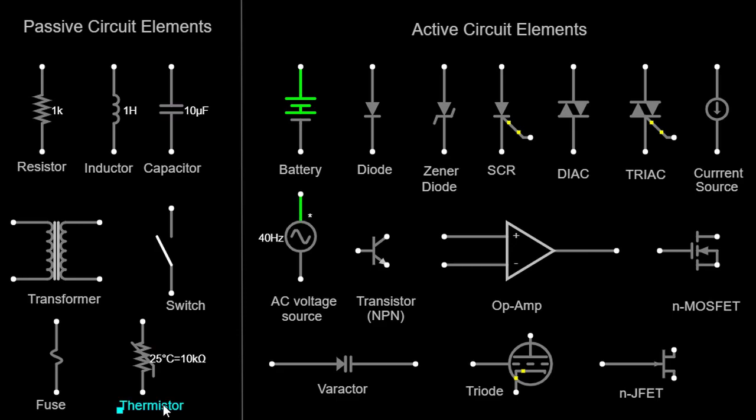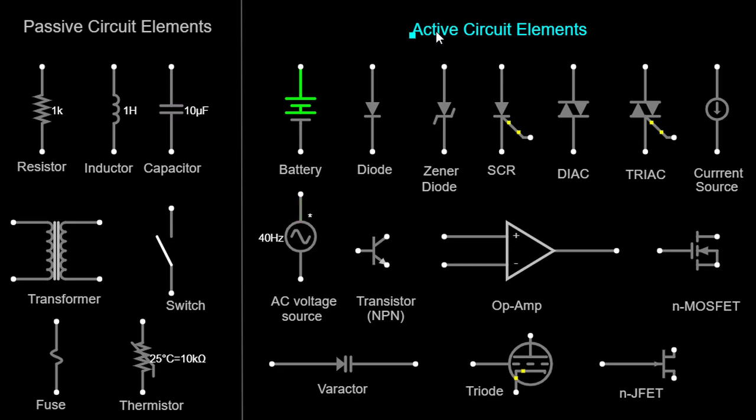Thermistor. A thermistor is a type of resistor whose resistance changes with temperature. It is used to measure and control temperature in electronic circuits. Thermistors can be either positive temperature coefficient, PTC, or negative temperature coefficient, NTC, devices.